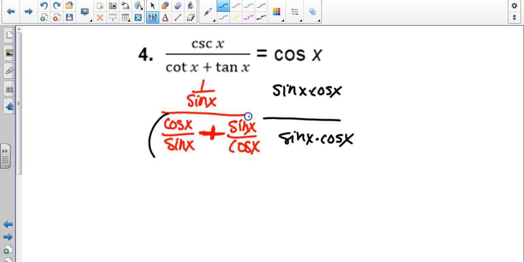And that's kosher because it's okay to do something the same to the top and the bottom, right? Anything I want. If I want to put a 6 on the top and multiply 6 through on the top and the bottom, I can. I don't think it'll help, but I could. All right, up top, 1 over sine times cosine. Right, the sines cancel.